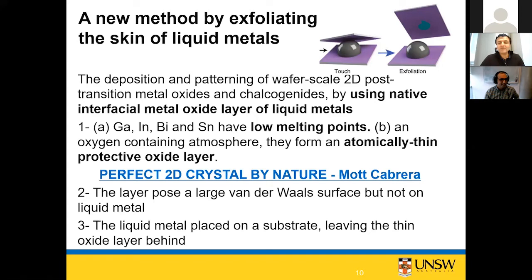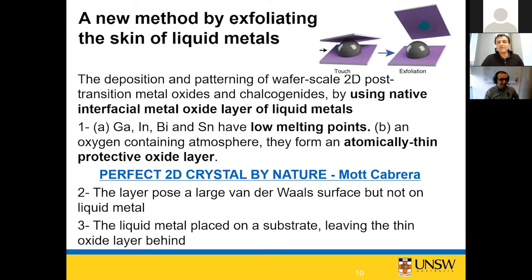Oxidation happens under the scheme of Mott-Cabrera definition. What does it mean? That we don't need nucleation. Oxidation on the surface happens at the same time. We get a single perfect crystal on the surface. So you can imagine, you make the area, the bulk of liquid metal very large, and you can harvest it.